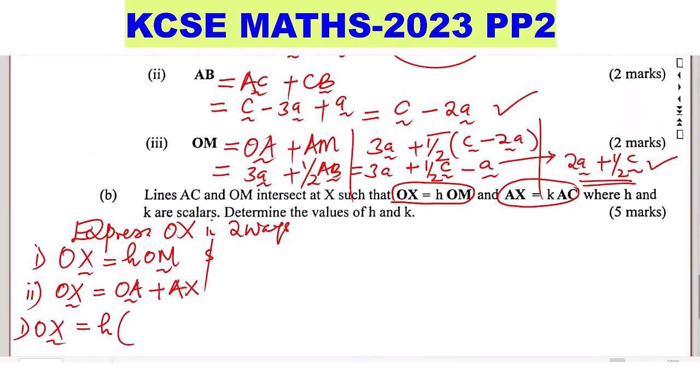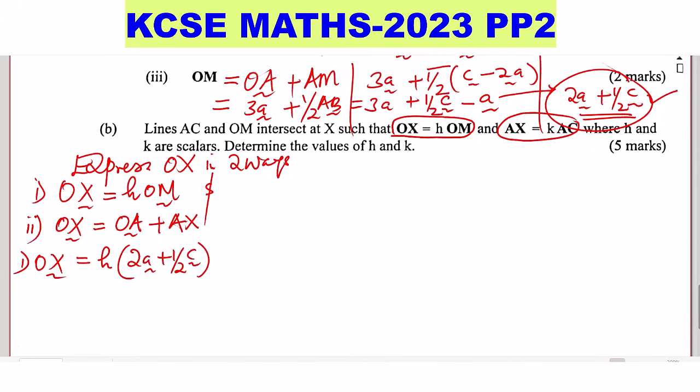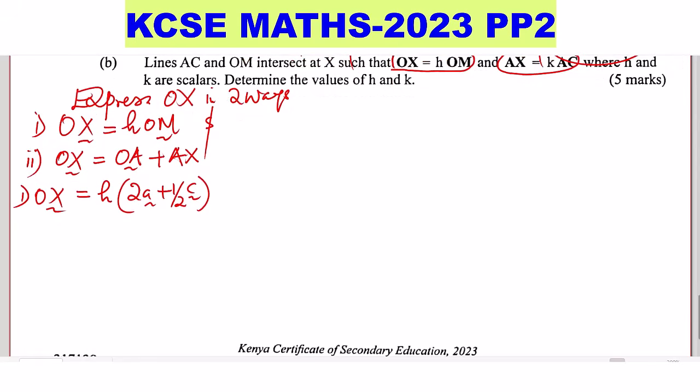So the first one, OX is equals to H OM. We already obtained OM in part 3 above, which is here, 2A plus a half C. And this will give, when you open the brackets, 2HA plus half HC. That is the first equation, the first expression of OX.